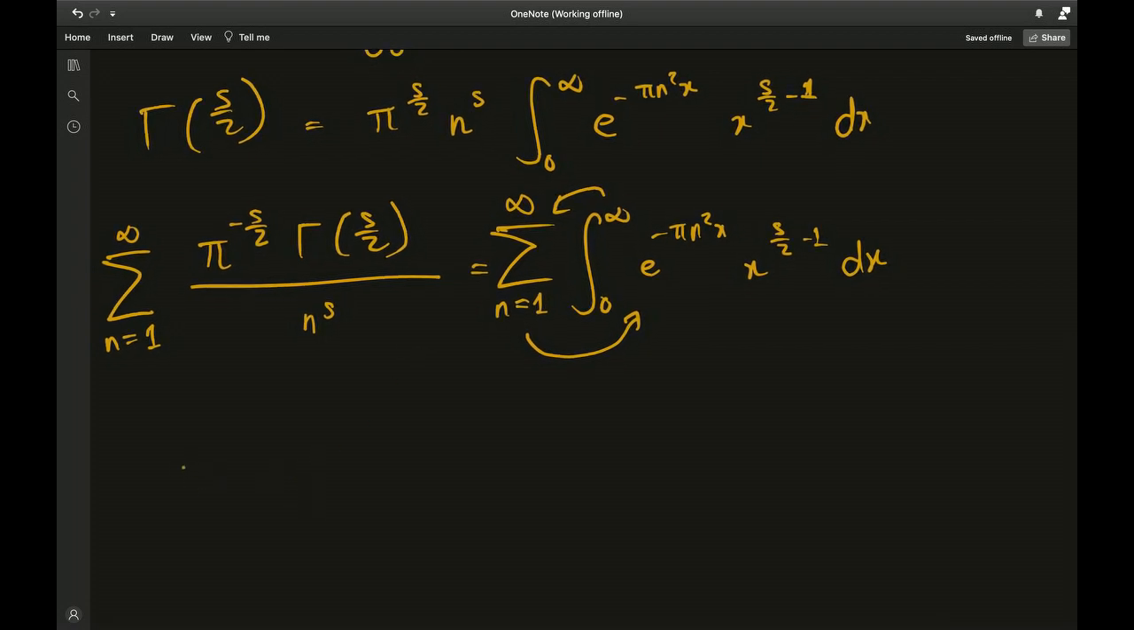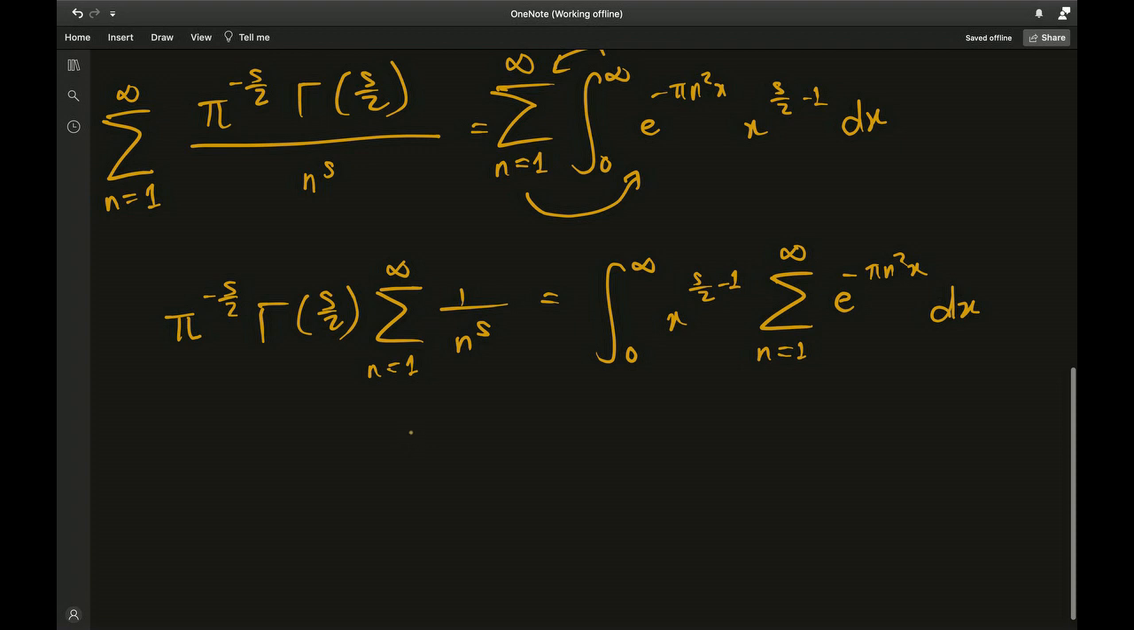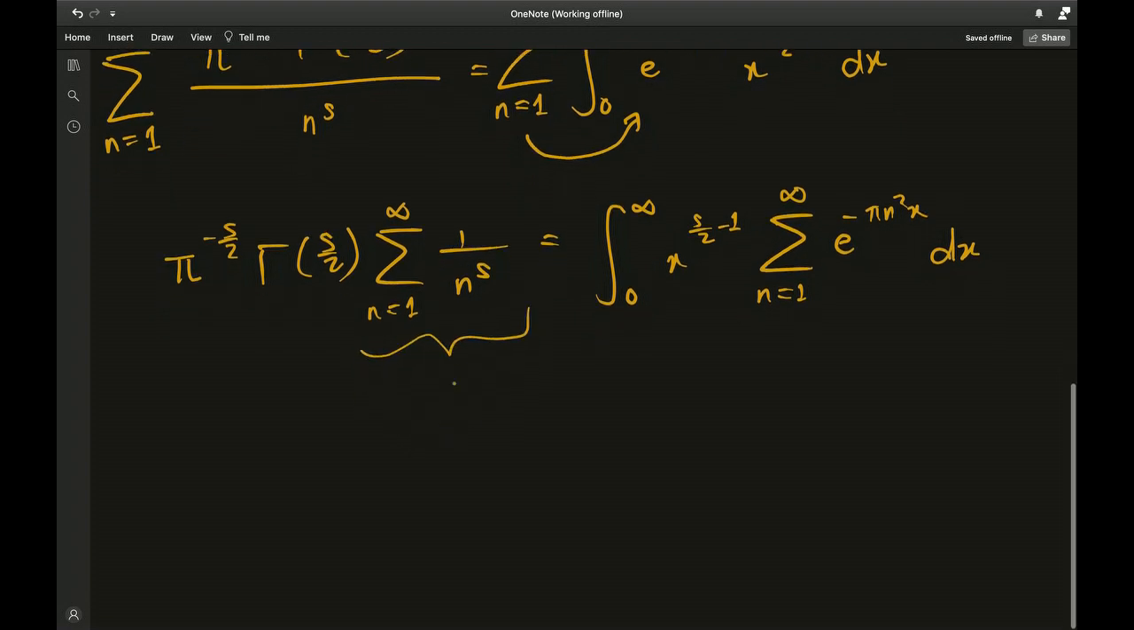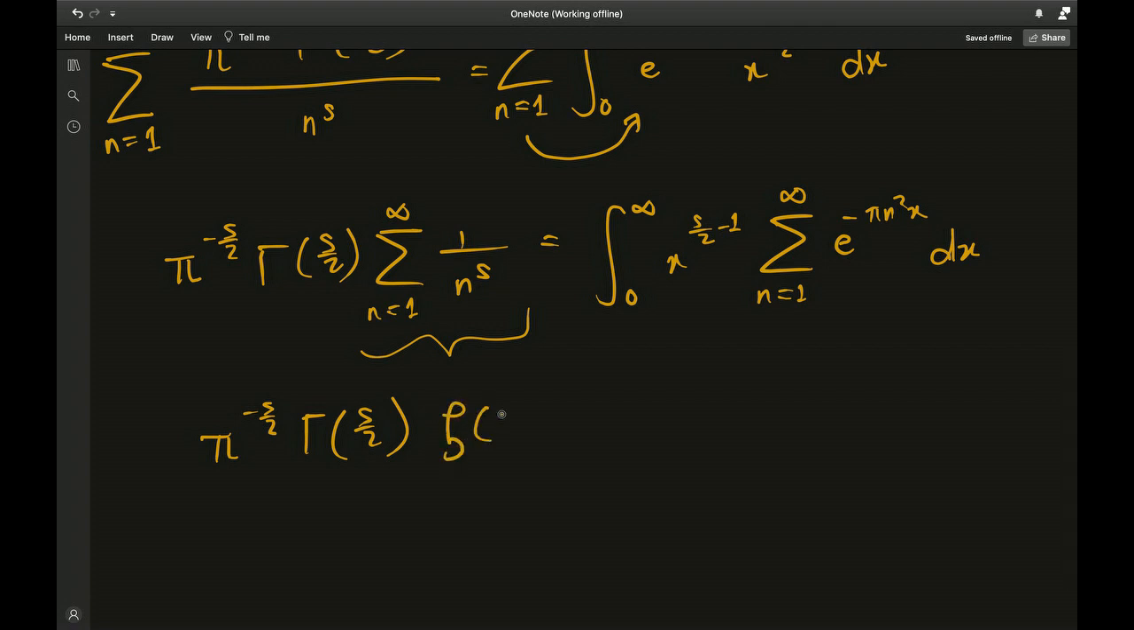Over here we have pi to the negative s over 2, gamma of s over 2, and the sum from n equals 1 to infinity of 1 over n to the s being equal to integral from 0 to infinity x to the s over 2 minus 1 sum from n equals 1 to infinity of e to the negative pi n squared x dx. Now on the left hand side, notice what this guy is. It's the Riemann Zeta of s by the infinite sum definition.